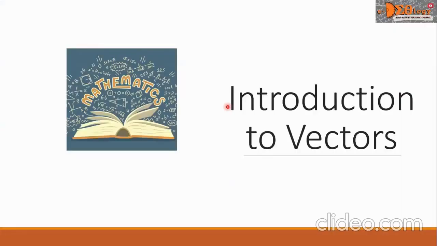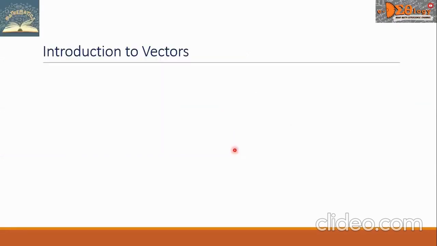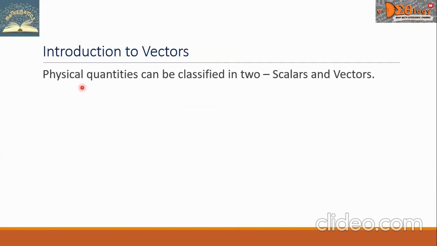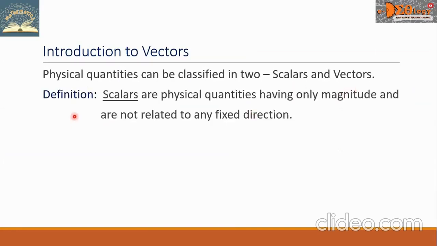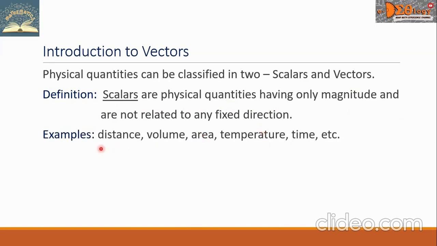Hi everyone. Today we're going to study Introduction to Vectors. Physical quantities can be classified into scalars and vectors. By definition, scalars are physical quantities having only magnitude and are not related to any fixed direction. Examples are distance, volume, area, temperature, time, etc.